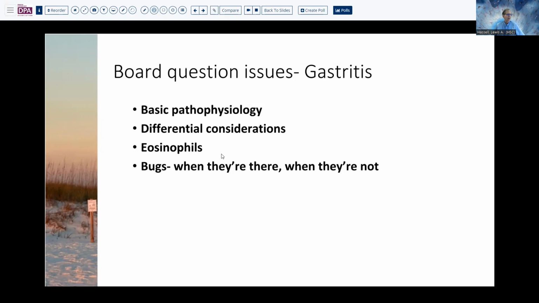And I report them in terms of counts when they have numbers greater than 5 or 6 per high power field. And then, of course, knowing which bugs to be looking for, and when you need to be looking further to potentially detect them using immunohistochemical stains or other specific stains.